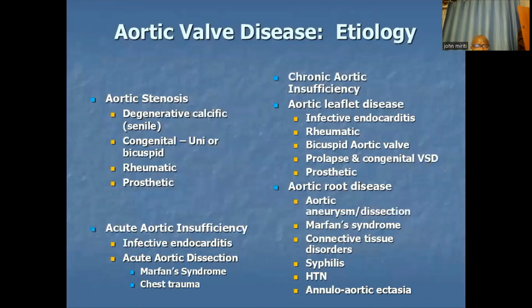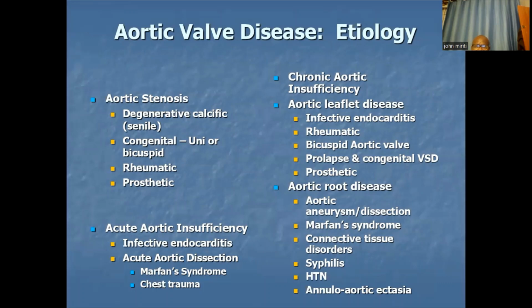So let us look at aortic valve disease. Aortic valve disease can be stenotic, and the causes of aortic stenosis are degenerative calcification because of age, or congenital, which can be either unicuspid or bicuspid, rheumatic disease, and prosthetic. Aortic insufficiency can be because of infective endocarditis, acute aortic dissection, Marfan syndrome, and chest trauma. Chest trauma can also cause acute aortic dissection.